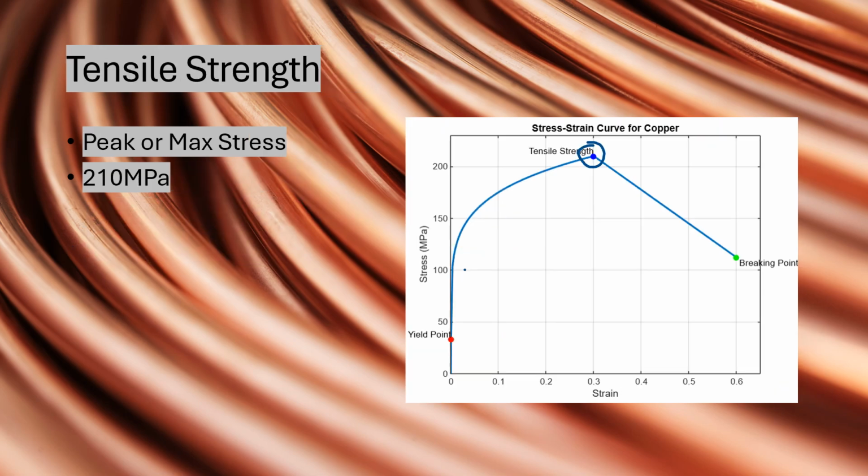Next, we have the tensile strength. This is the peak strength of the metal. After this, it goes down until it eventually breaks. As we can see for copper, it is 210 megapascals.